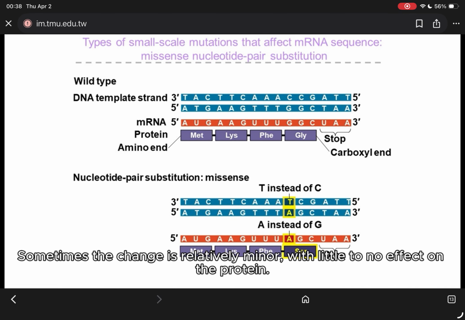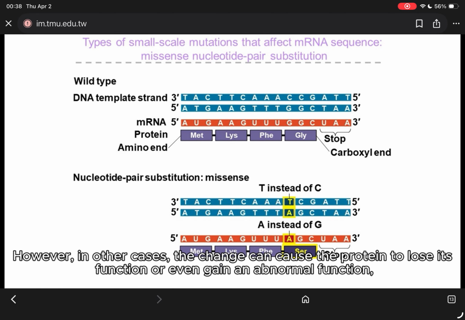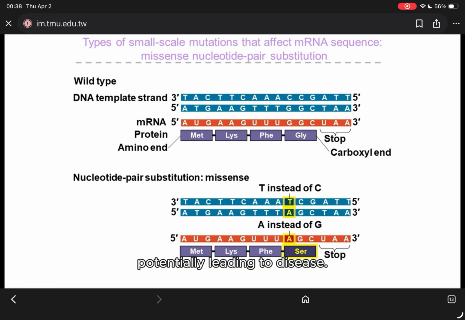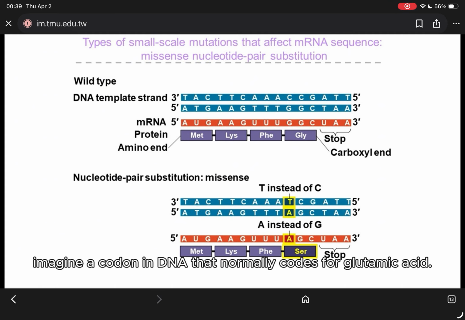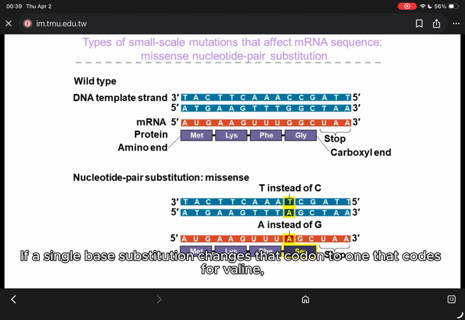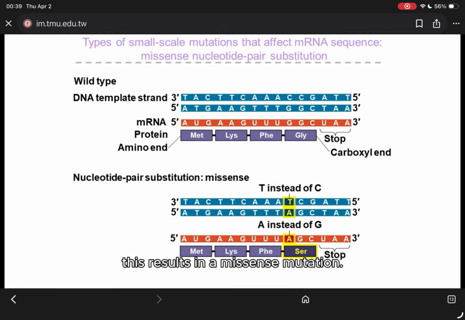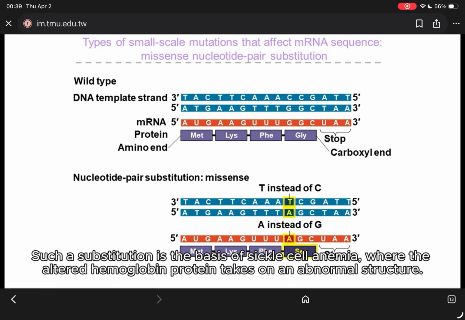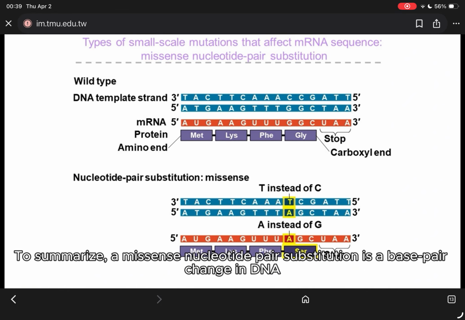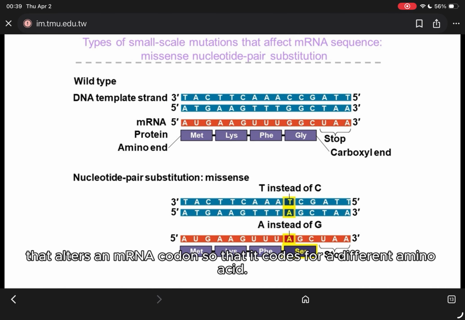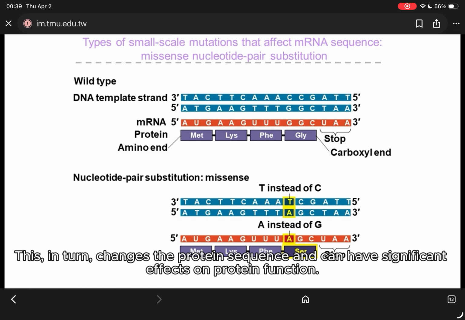Sometimes the change is relatively minor, with little to no effect on the protein. However, in other cases, the change can cause the protein to lose its function or even gain an abnormal function, potentially leading to disease. For example, imagine a codon in DNA that normally codes for glutamic acid. If a single base substitution changes that codon to one that codes for valine, this results in a missense mutation. Such a substitution is the basis of sickle cell anemia, where the altered hemoglobin protein takes on an abnormal structure. To summarize, a missense nucleotide pair substitution is a base pair change in DNA that alters an mRNA codon so that it codes for a different amino acid. This, in turn, changes the protein sequence and can have significant effects on protein function.